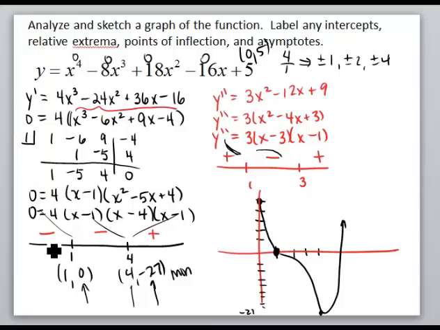Increasing and decreasing, you should list down that it's decreasing from negative infinity to 1 and from 1 to 4. It's increasing from 4 to infinity. You should also mark down that it's concave up from negative infinity to 1 and from 3 to infinity. It's concave down from 1 to 3. All those things should be written out.